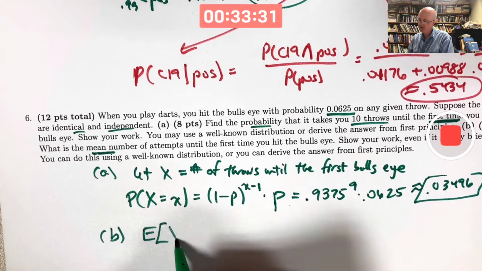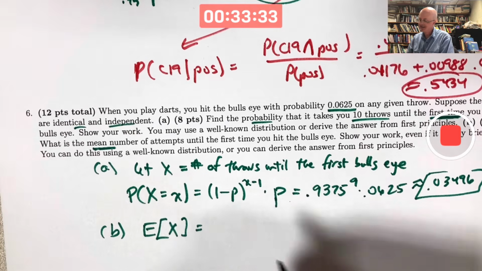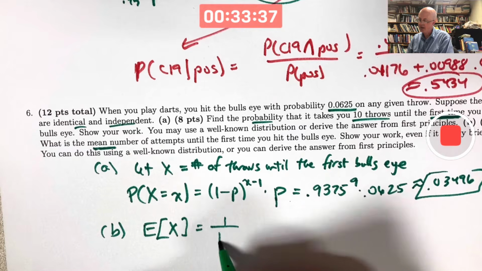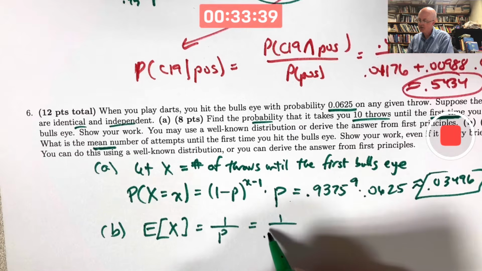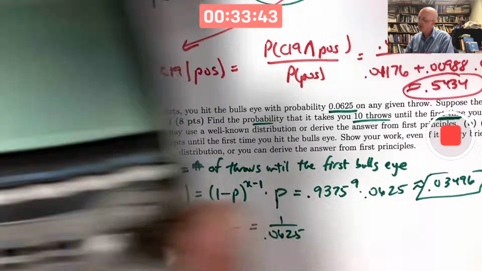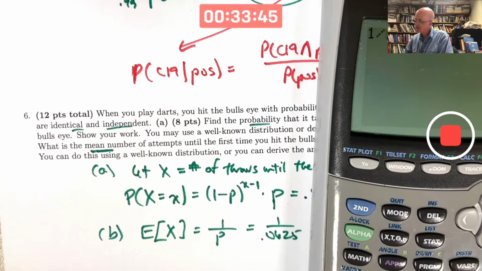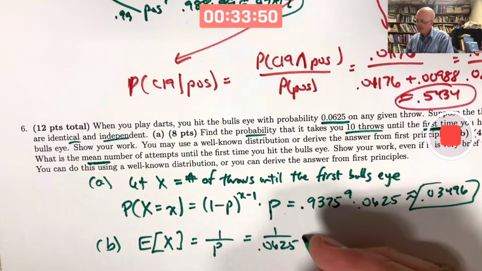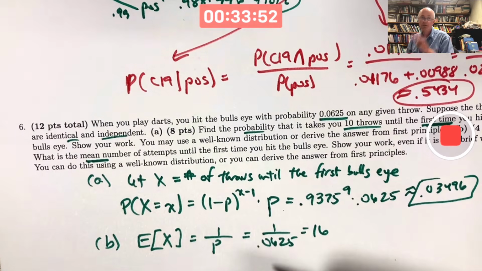For a geometric random variable where p is the probability of success on any given trial, that mean turns out to be 1 over p, in this case 1 over 0.0625, and that is a nice number. 1 divided by 0.0625 is 16.